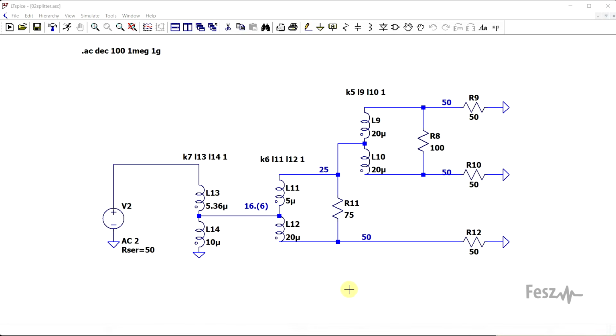Just to confirm the operation, I built a simplified version of the circuit in the simulator. So I skipped all of the capacitors and I used ideal transformers. And for the isolation resistors, on the top transformer I used double the output impedance, so 100 ohms. And for the middle transformer, I used the sum of the two interconnected impedances, so 75.